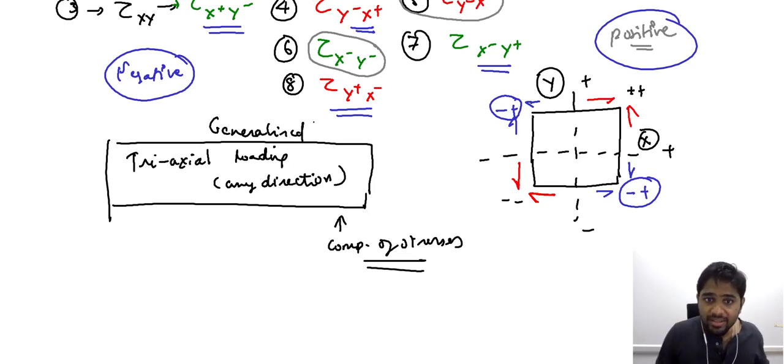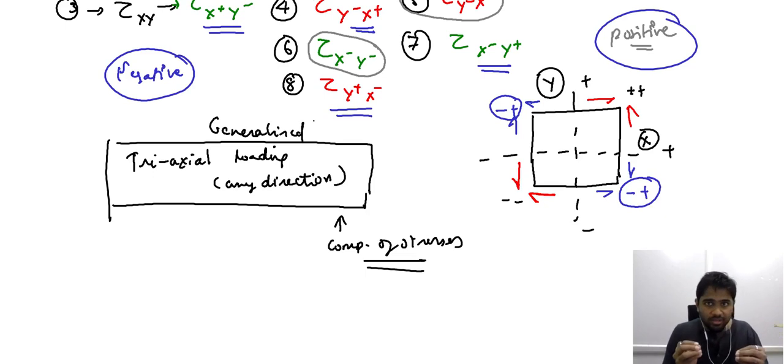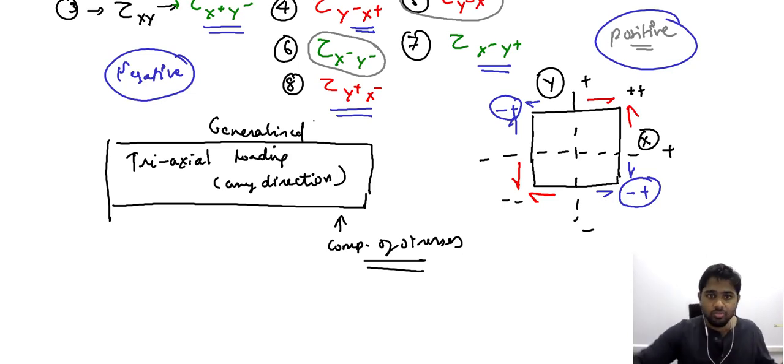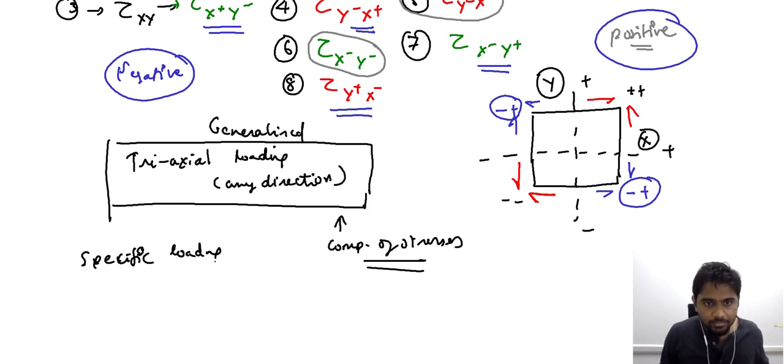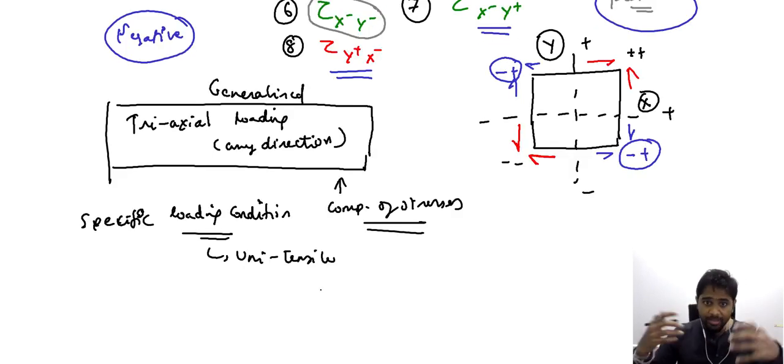Now from this generalized understanding, we can consider any other specific loading condition. We can use the generalized understanding to describe any specific loading condition. Some examples of the specific loading condition can be uniaxial tensile, uniaxial compression, biaxial tensile, or biaxial compression.